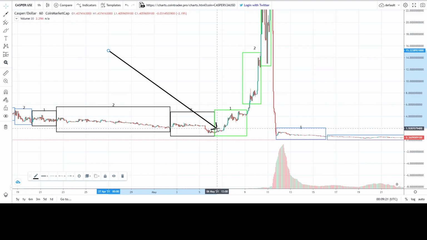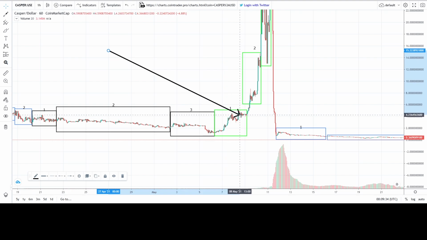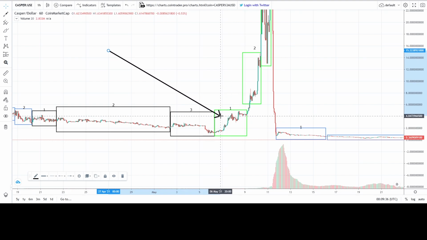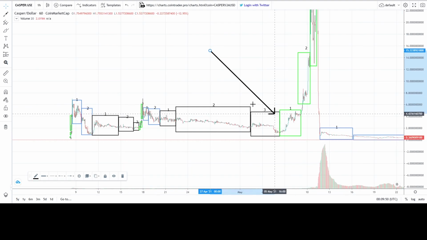I break this up into three separate parts. So this is wave 1, here's wave 2, and here's wave 3. Now, it doesn't always play out like this. In previous iterations, this third wave actually drops really low. I'll show you what I'm talking about. This is the second time this structure played out.